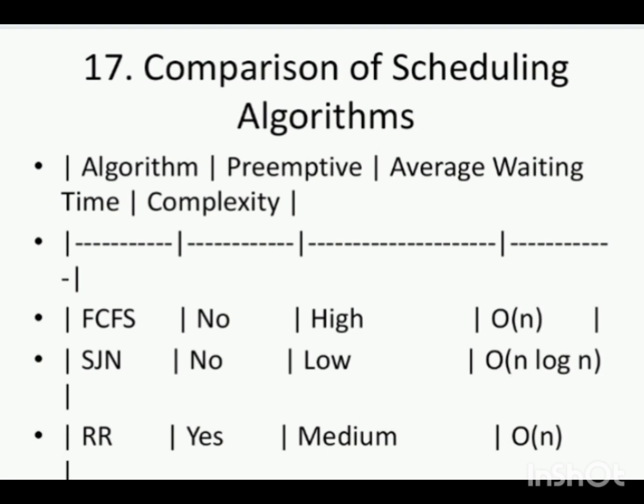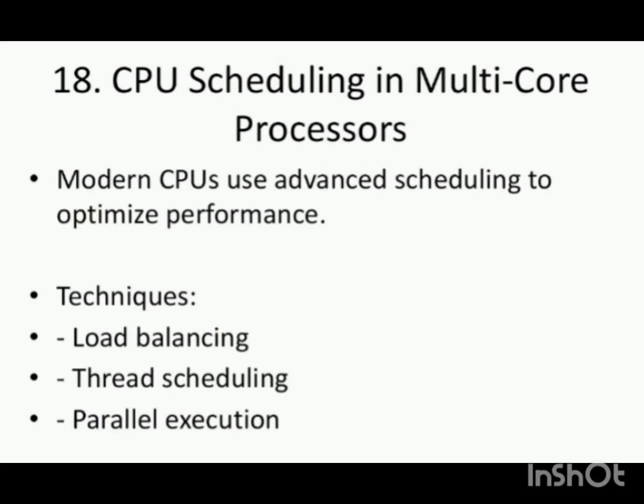Next, CPU scheduling for multi-core processors. Modern CPUs use advanced scheduling techniques for optimized performance: load balancing, thread scheduling, parallel execution.